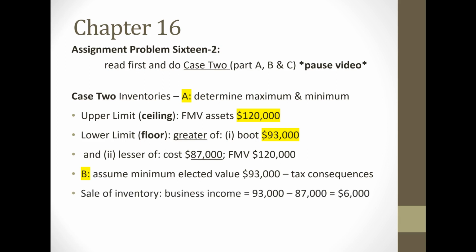Now, when we're selling or transferring inventory, that's deemed to be business income, not a capital gain. Inventory is purchased and resold in the course of the day-to-day activities of a company. So this will be determined to be business income. So the $93,000 minus the cost of $87,000, this transferor will have to include business income of $6,000 in their income. So that's going to be the tax consequences for Part B.